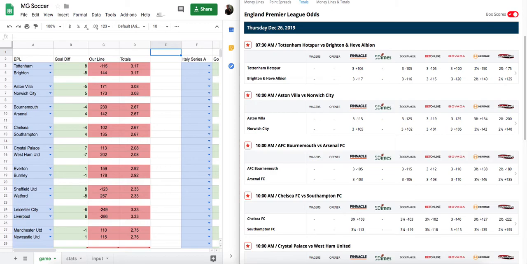We're going to talk about how to use our power rankings to profit from soccer totals. Now, this is something brand new we've just added for coaching clients. If you look over here to the left, in the past we've covered the English Premier League, and now the Italy Serie A, as well as the German Bundesliga.